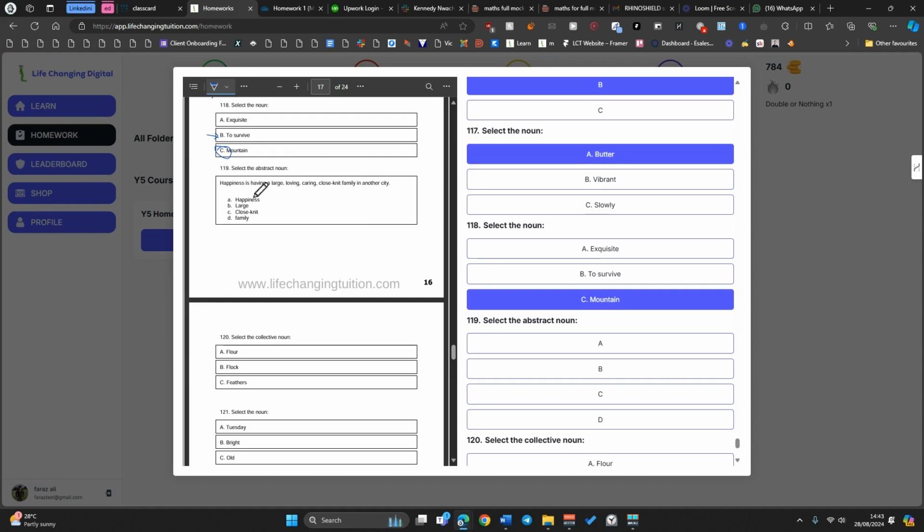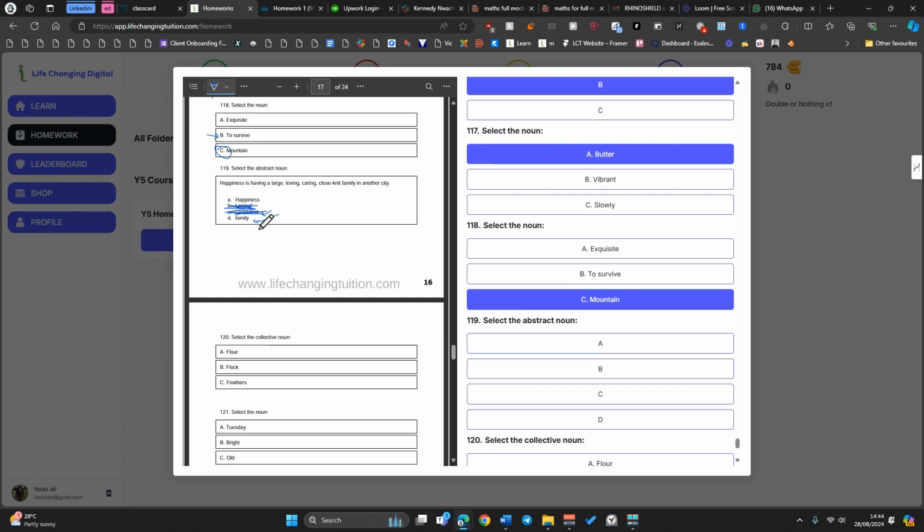Select the abstract noun. Okay, happiness is having a large, loving, caring, close-knit family in another city. So abstract noun is basically a noun that describes an idea or something that is abstract, that's something that you can't actually touch, right? So if you think about what is, so large here, right? This is an adjective because it's describing something, so it can't be a noun. Close-knit, that is again describing something, it can't be that. Family isn't describing anything, so that could definitely be an option.